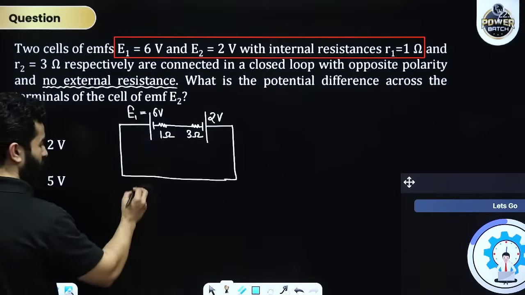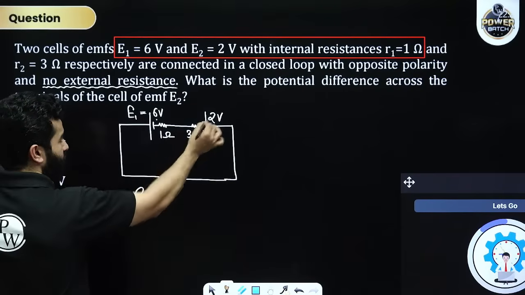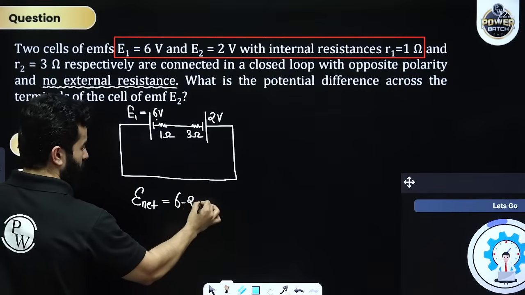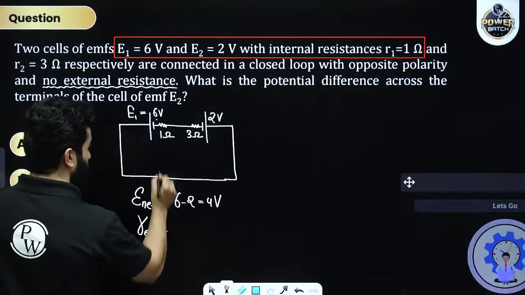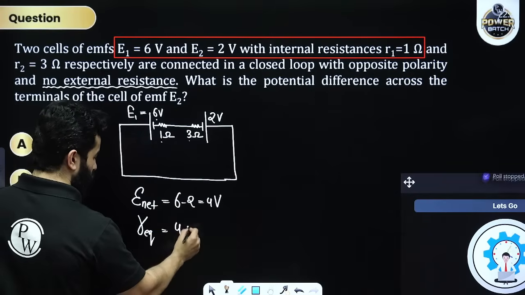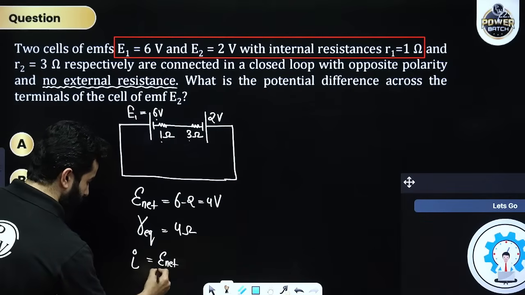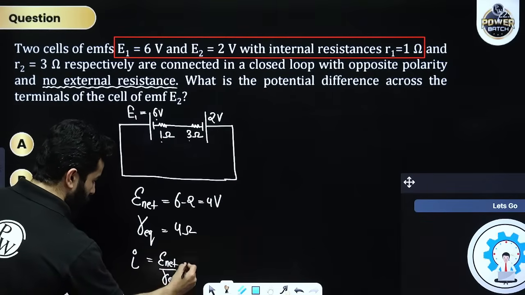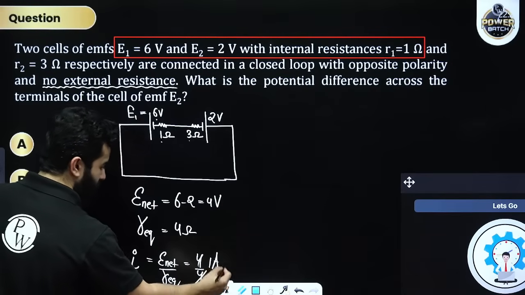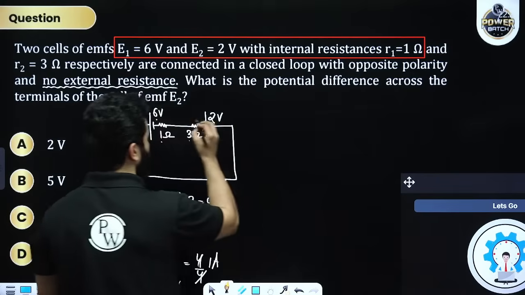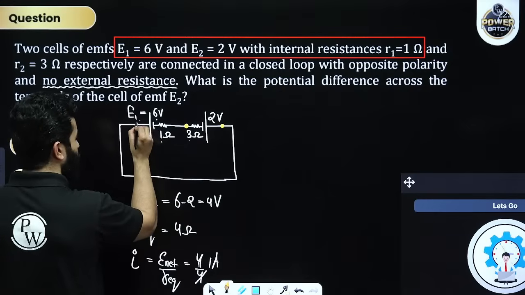First of all, let's find out E-net. E-net will be 6 minus 2, that is 4 volt. R equivalent will be 1 plus 3, that is 4 ohm. That means current I will be written as E-net divided by R equivalent. So this will become 4 divided by 4, that means 1 ampere. Now please understand, when somebody asks you terminal potential difference across this, please understand current is moving in this direction.